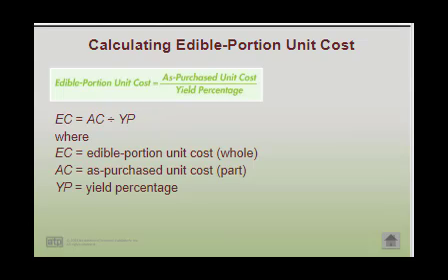Calculating edible portion unit cost. You take the AC, the as-purchased unit cost, divided by the YP, the yield percentage, which gives you the EC, the edible portion unit cost.